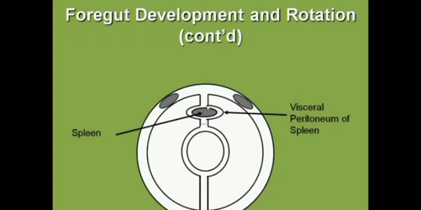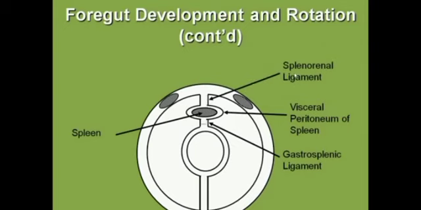Well, now that we have renamed a portion of this dorsal mesentery into visceral peritoneum of the spleen, that leaves us with two other portions of the dorsal mesentery, and we're going to give each of them a name in the adult. This part that is between the spleen and the stomach, appropriately, is going to be called the gastrosplenic ligament, between the spleen and the stomach. And then this part between the spleen and the parietal peritoneum, or between the spleen and the body wall, is going to be called the splenorenal ligament.